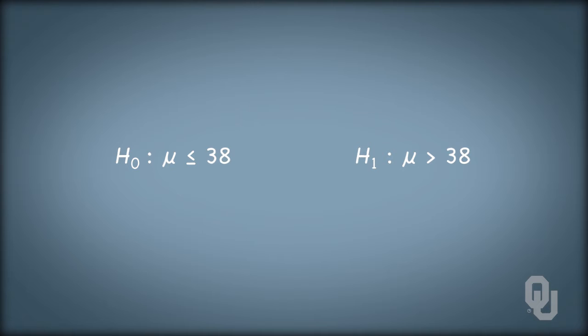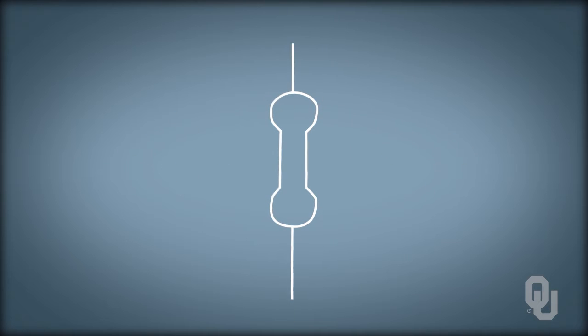mu greater than 38. Back to the resistor example, we wanted to know if the mean resistance was at least 12 ohms. The phrase "at least" implies greater than or equal to. That contains an equality statement, so it must appear in the null hypothesis.